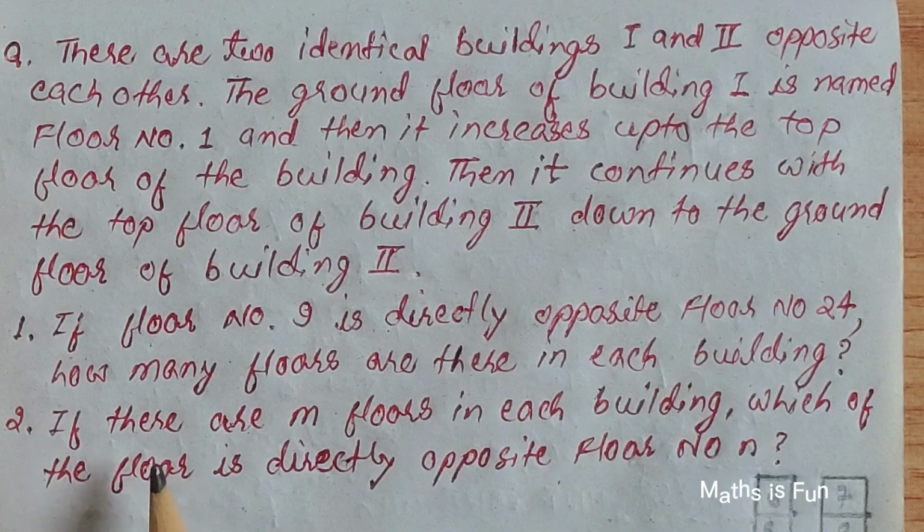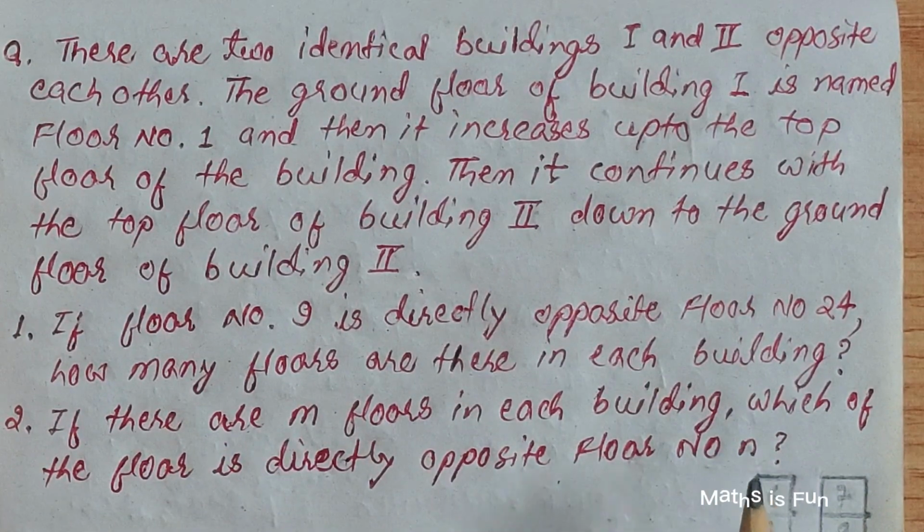Question number 2, if there are m floors in each building, which floor is directly opposite floor number n? So basically we have to find out the formula for the floor that is directly opposite to floor number n. So now let me explain it to you in brief.